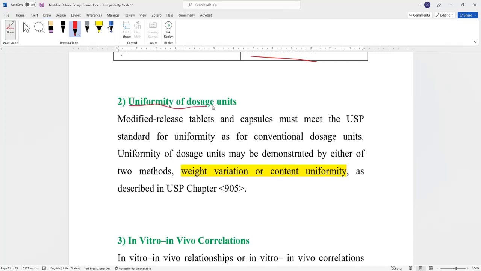For uniformity of dosage units, we have the weight variation test and content uniformity test. They apply the same as for normal tablets. So here it is like normal tablets: the uniformity of dosage units, whether the weight variation, which is a physical test, or content uniformity, which is a chemical test.